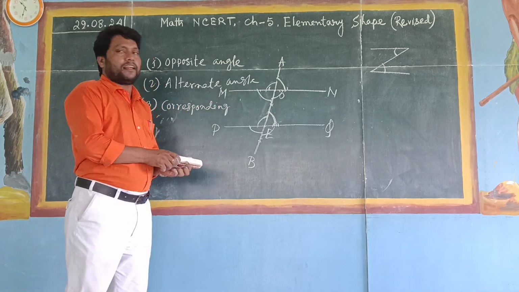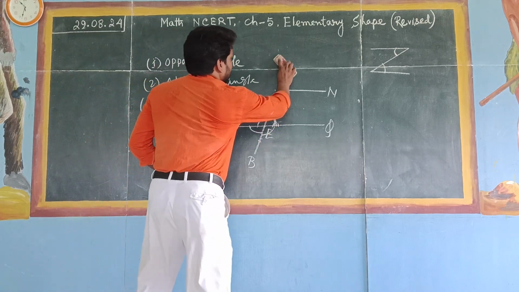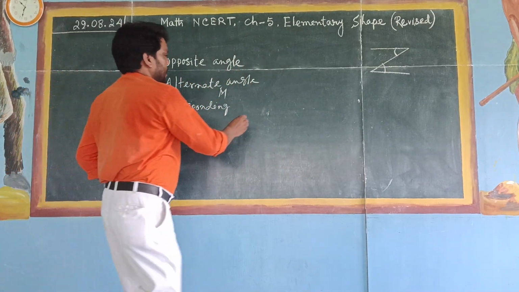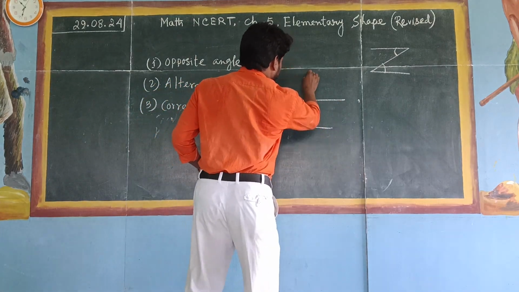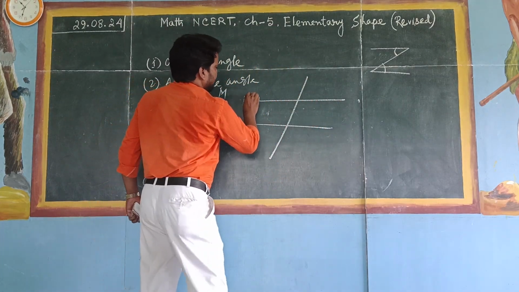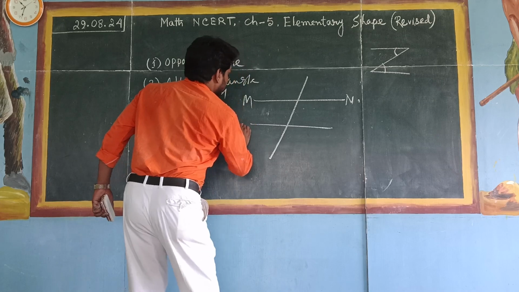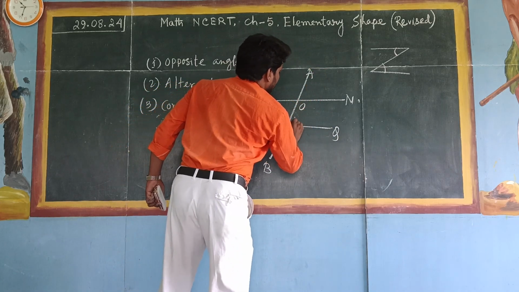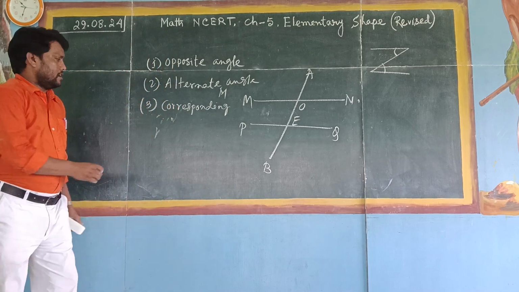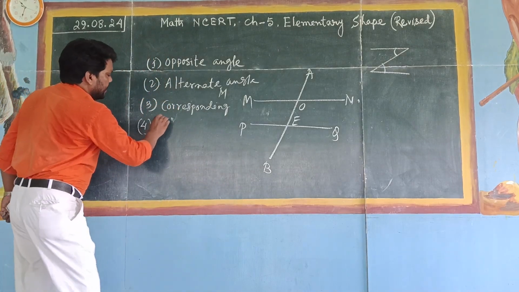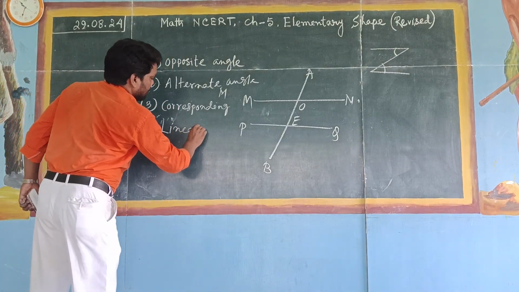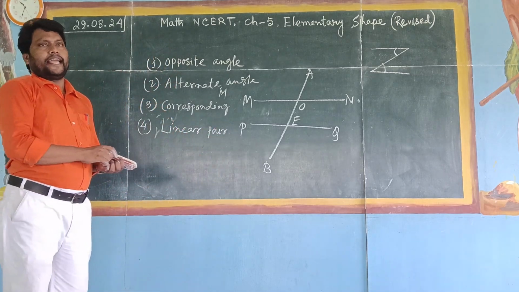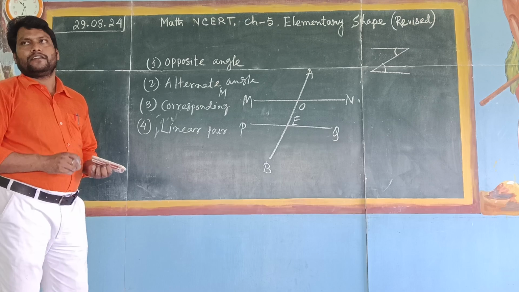And there is another angle type. I am clearing the figure and I have drawn it again. MN, PQ, AB, OP. Look, angles of linear pair. Angles of linear pair.